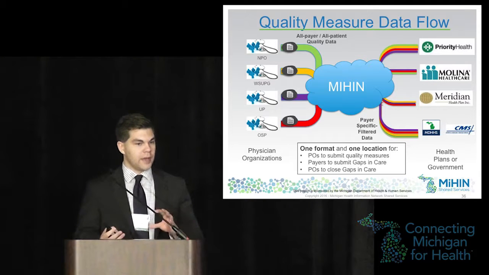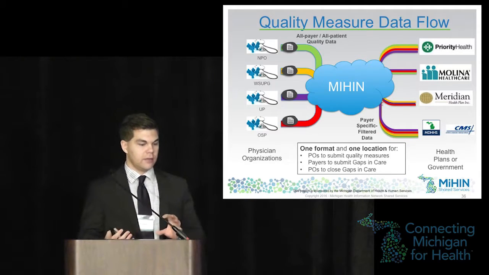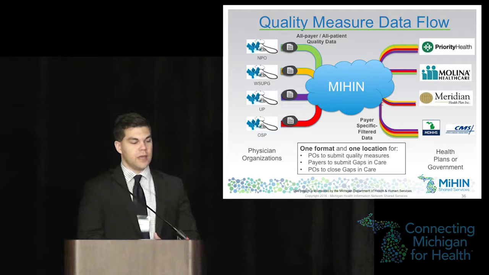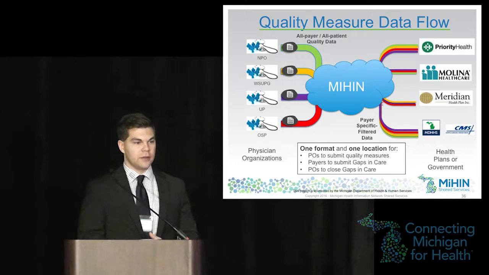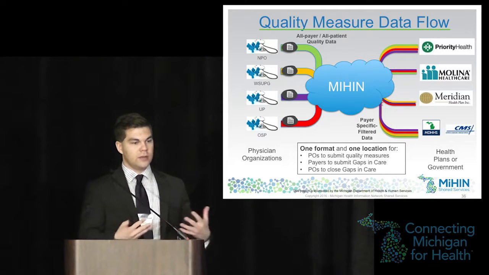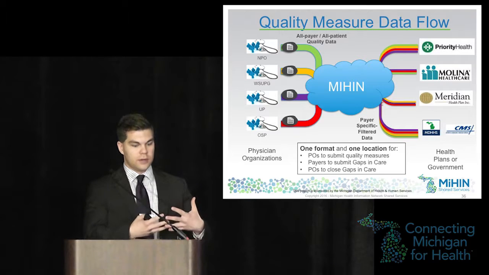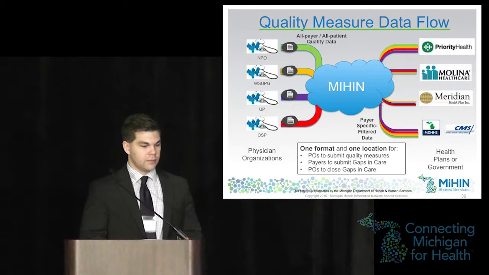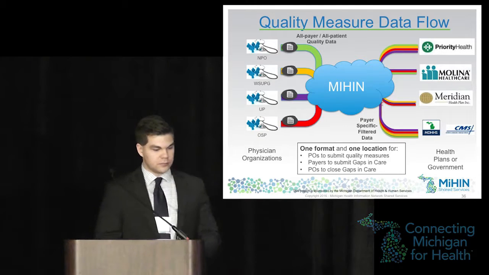Then, once the payers have calculated their gaps in care, they can then submit that raw data about the gaps in a standardized way, and then MiHIN can distribute that back to the providers. So that way, you can envision providers having one aggregated gaps in care report, which is going to be a lot more actionable from an all-payer perspective.